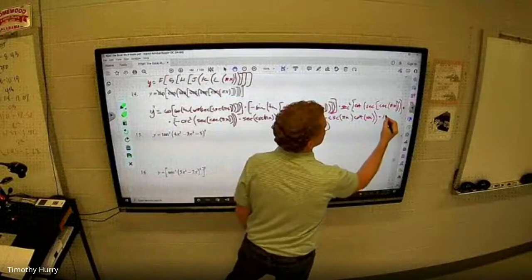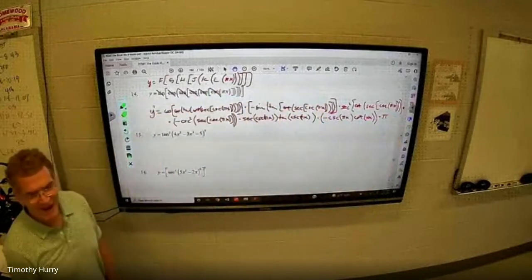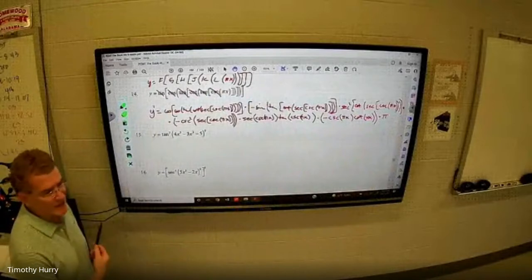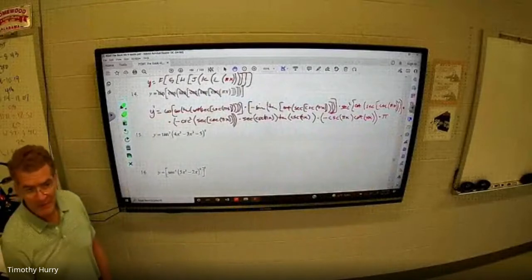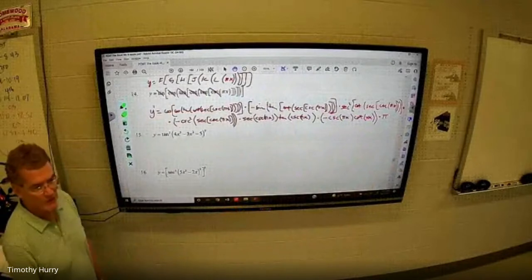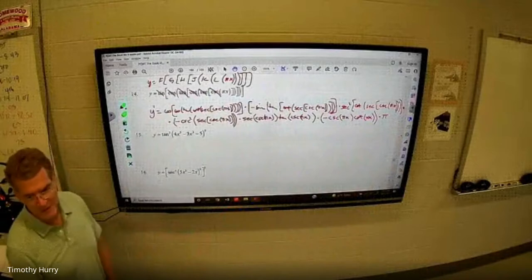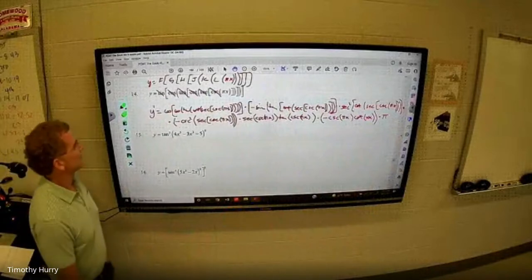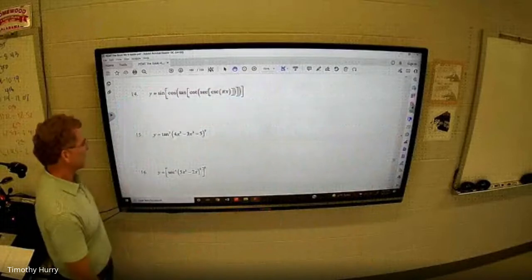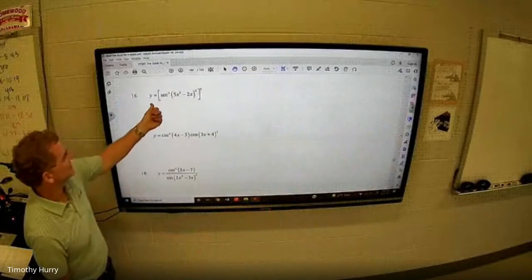Times pi. Easy. Now, the short answer to the question you're thinking is no, I'm not going to put something like that on your test, but it is a good lesson in can you think through the chain rule? And that's technically what the chain rule will be saying. Right?